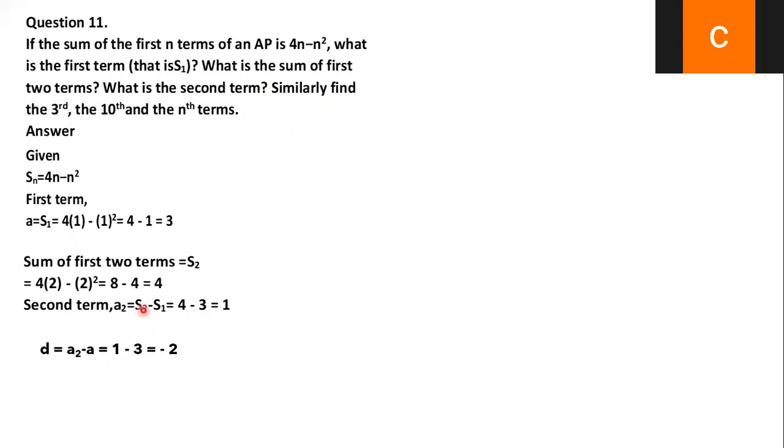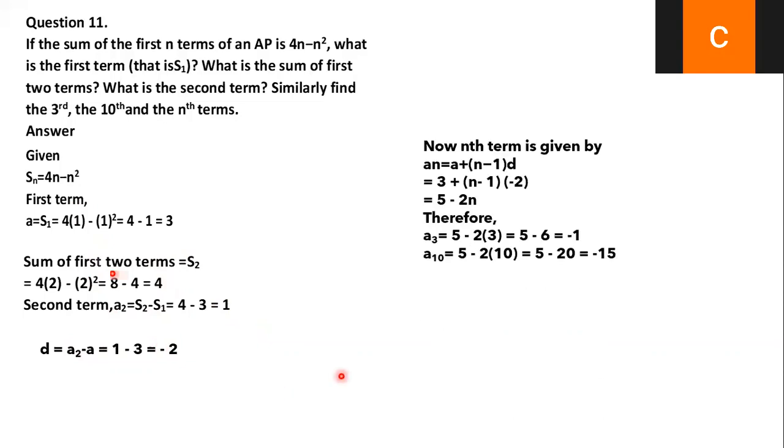A2 is S2 minus S1. S1 is n value 1. Here n value 2. So both if we subtract this, we get 4 minus 3, children. This is the first term. This is second term. So difference of that is nothing but A2, no children? Then D value is A2 minus A1. Second term minus first term. 1 minus 3 it is minus 2.